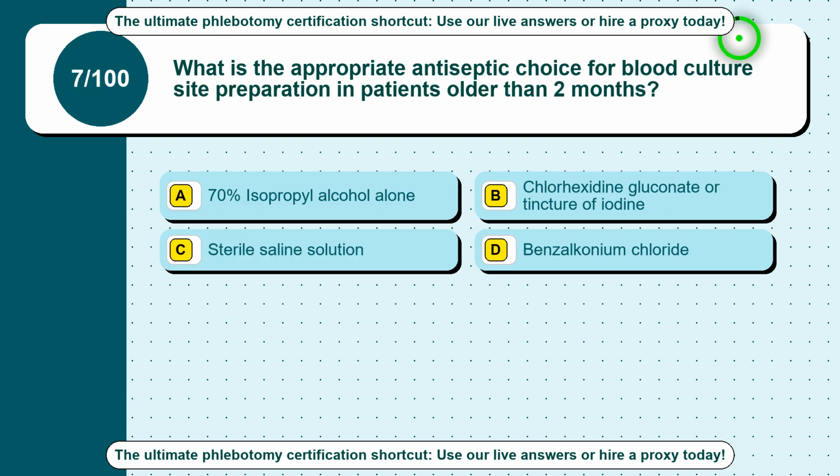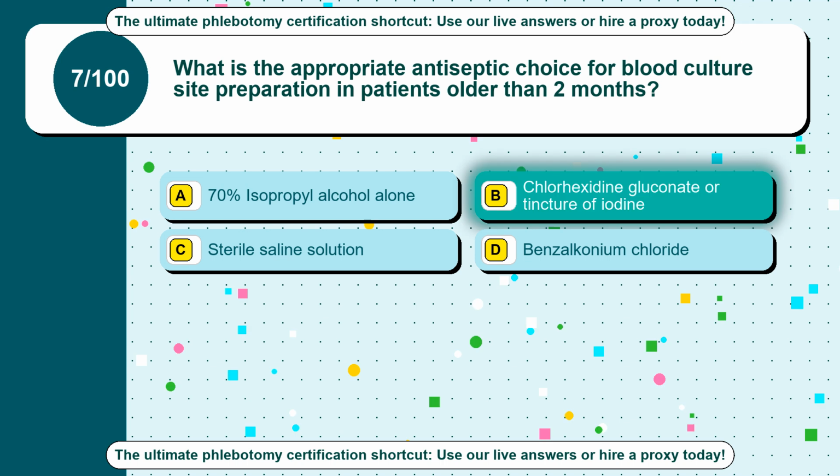Question 7. What is the appropriate antiseptic choice for blood culture site preparation in patients older than 2 months? Option A, 70% isopropyl alcohol alone. Option B, chlorhexidine gluconate or tincture of iodine. Option C, sterile saline solution. Option D, benzalkonium chloride. The correct answer is option B, chlorhexidine gluconate or tincture of iodine.